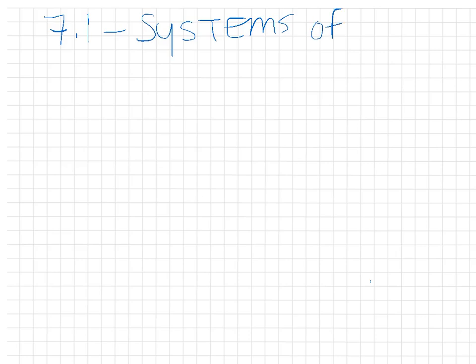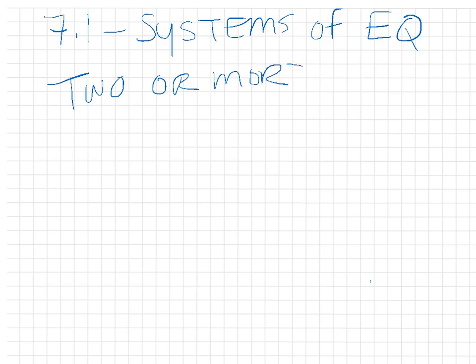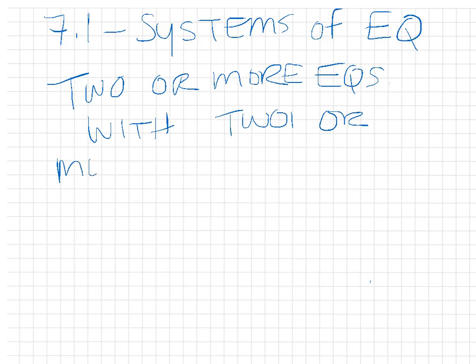7.1 has to do with systems of equations. And before we can actually talk about systems of equations, we have to actually know what a system is. A system is made up of two or more equations with two or more variables. For our purposes, you will only have two equations and two variables.